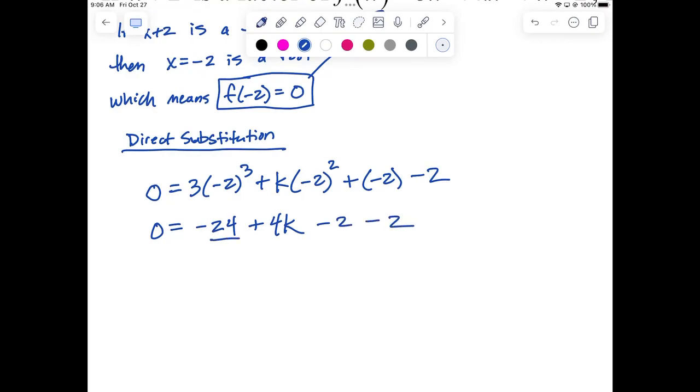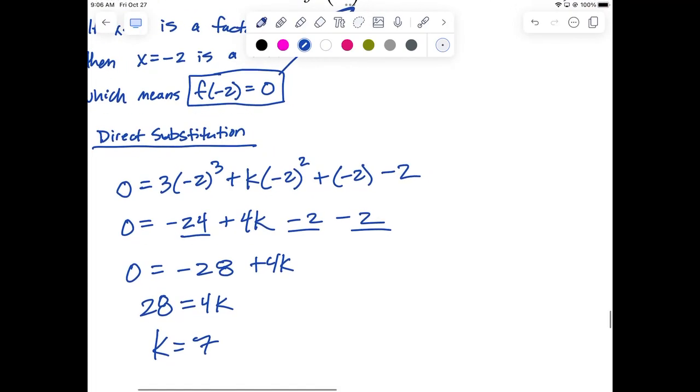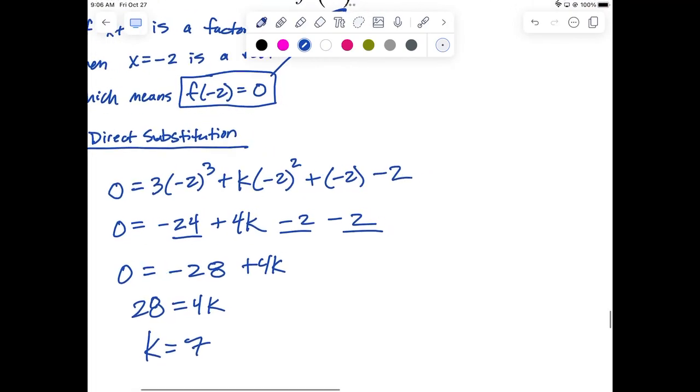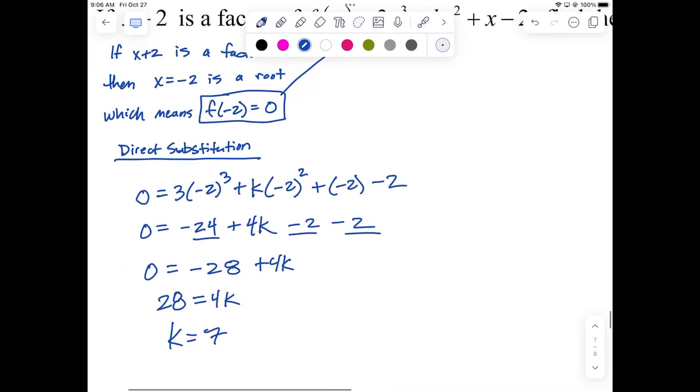All right, now I can simplify by adding like terms. So I get minus 24, minus 26, minus 28. So 0 equals minus 28 plus 4k. I'll bring the 28 across, and I get 28 equals 4k. And now I'll divide through by the 4, and I get k equals what? 7. There it is. We're going to do that next. I'm going to let you decide here which one you prefer.